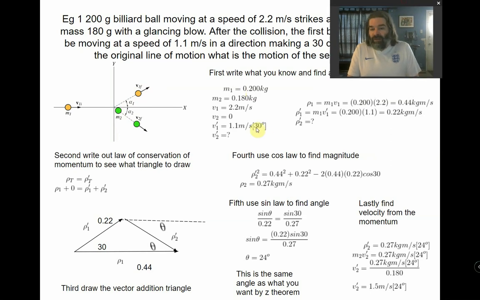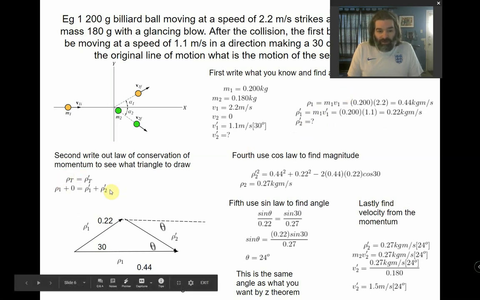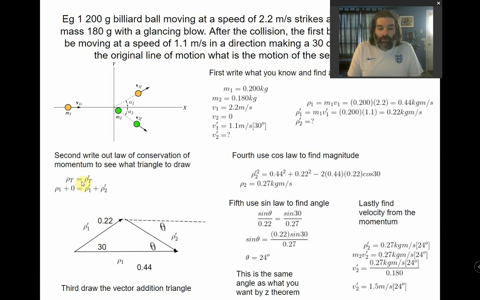So, first step, write down what you know. Find the magnitude of the momentum for anything you can. In this case, I know v1 and v1 prime, so I can find p1 and p1 prime. I know p2 is 0. I want to know what is p2 prime. Once you've found those, write out your law of conservation. P total is p total prime. Plug in the momentums, so I end up with p1 is p1 prime plus p2 prime.